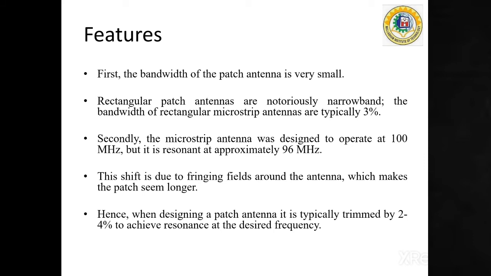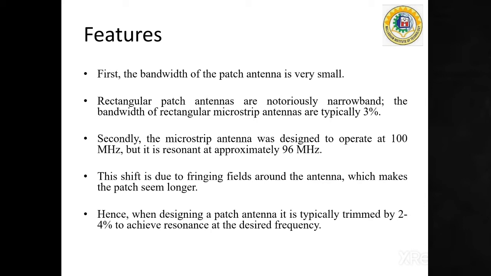Now, let's discuss some of the basic features of the patch antennas. First, the bandwidth of the patch antenna is very small. Rectangular patch antennas are notoriously narrowband, which is considered as a major disadvantage. The bandwidth of a rectangular microstrip antenna is typically 3%.